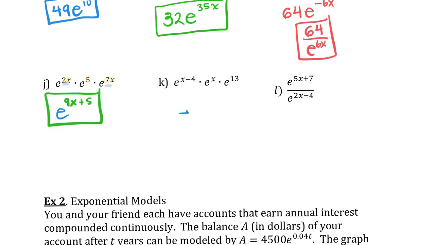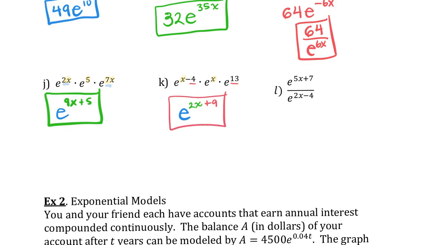Okay, we're multiplying. They all have a base of e, so let's add up the exponents. But they're like terms. So this is x and x. That's 2x. And then I have the -4 and the 13. -4 plus 13 is 9. So e to the 2x plus 9.